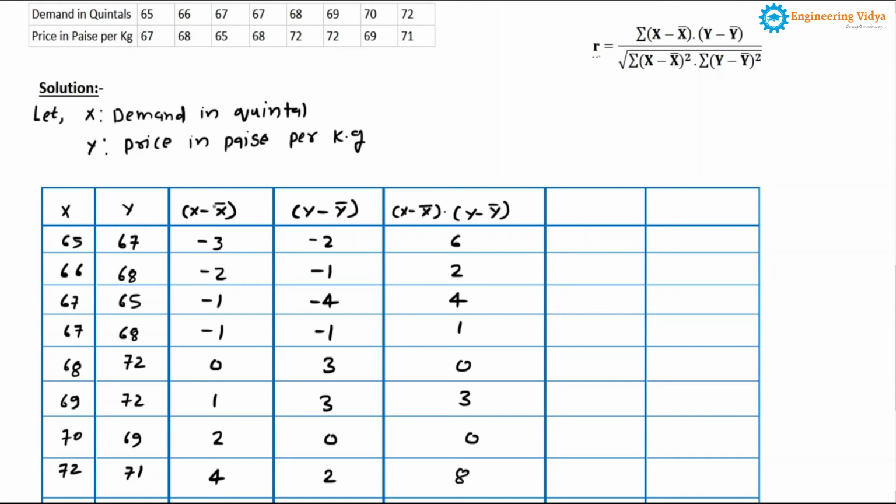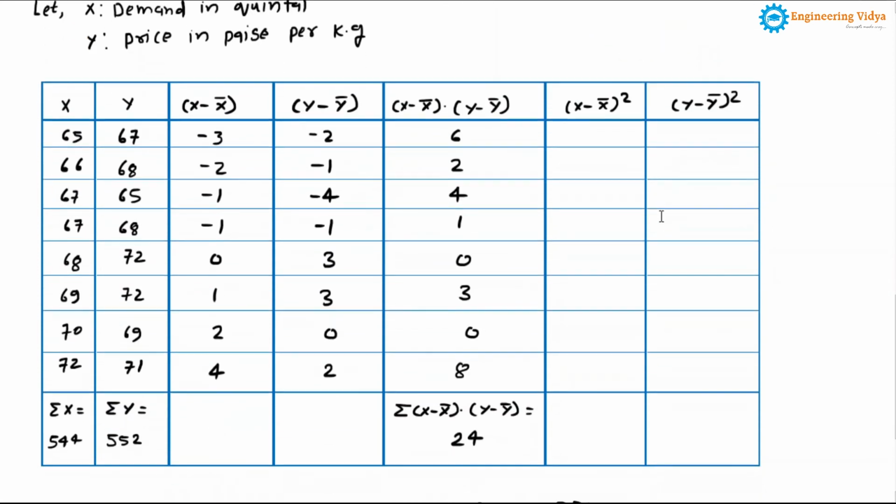So x minus x bar has been calculated in column number 3. From x minus x bar, we can find x minus x bar square. In a similar way, in the last column, we can calculate y minus y bar of the whole square, right? Now I'm going to take the square over here. So minus 3 square will be nothing but 9. 2 square will be nothing but 4. 1 square will be 1. 1 square will be 1. 0, 1, 4 and 16 will come.